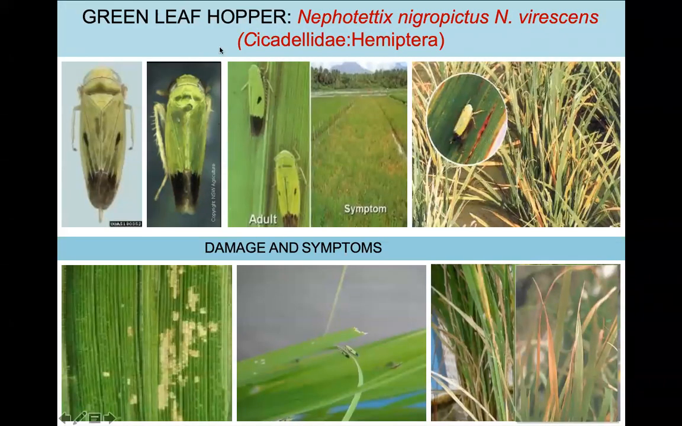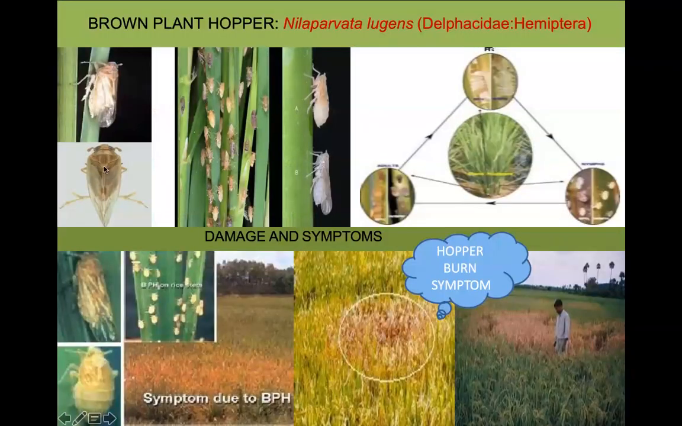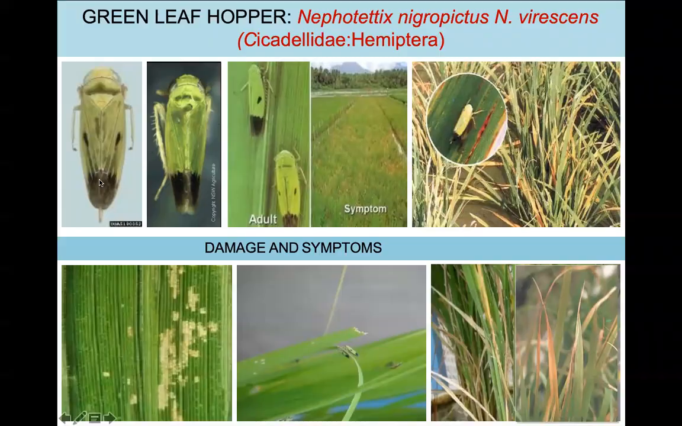Then coming to the green leaf hopper, as with the brown plant hopper, you will be able to identify it because of its color. Then the green leaf hopper, by seeing the color you can identify. The typical identification characteristics of the green leaf hopper are the black color at the posterior end and the black spot on the forewing.